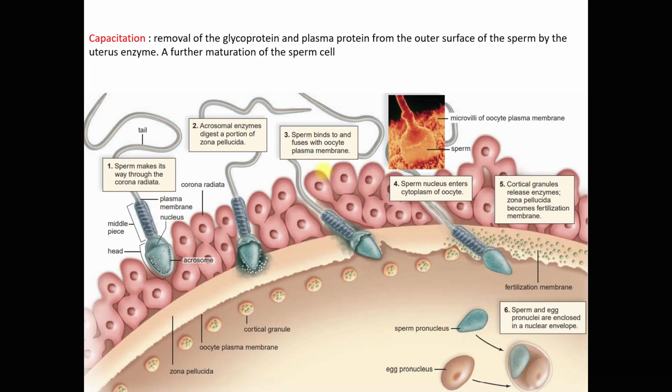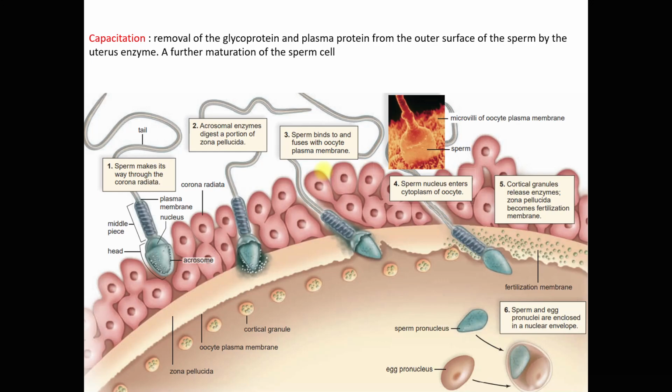As the sperm enters the uterus from the vagina, capacitation occurs, which is the removal of the glycoprotein and plasma protein from the outer surface of the sperm cell by the uterus enzyme. This process is a part of the maturation of the sperm cell. After capacitation, the sperm cell becomes mature, and then the sperm cell will swim all the way to the fallopian tube for fertilization.